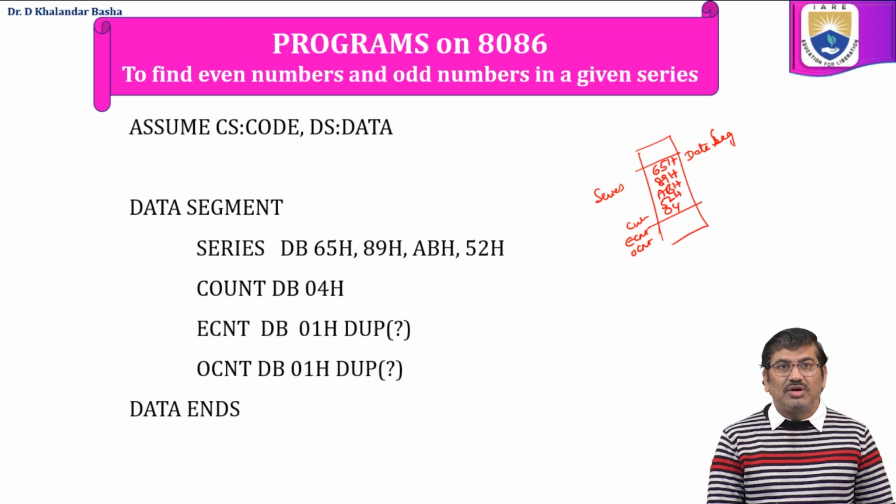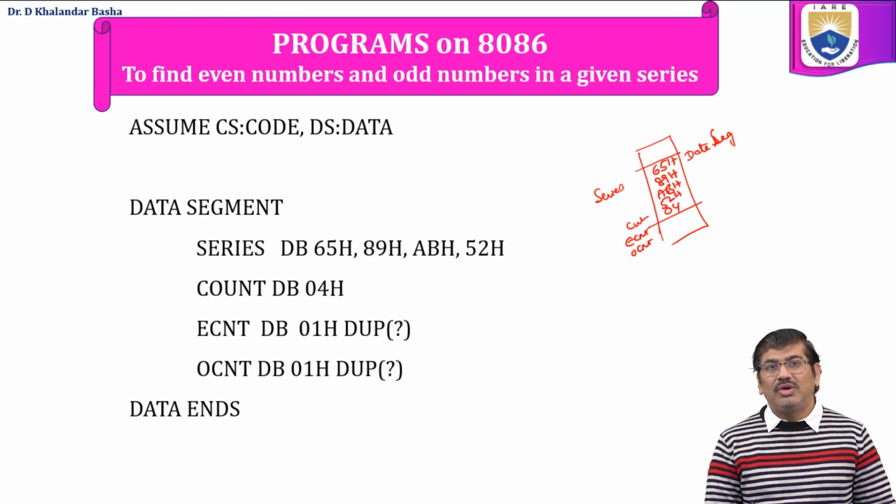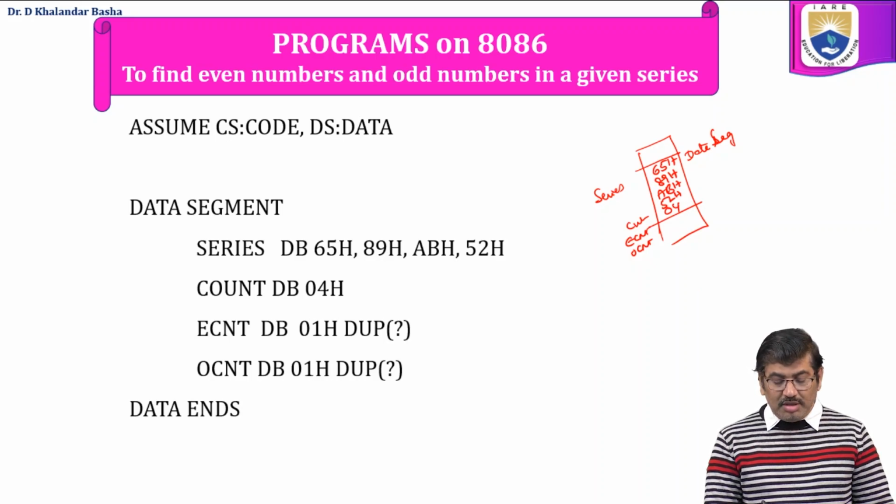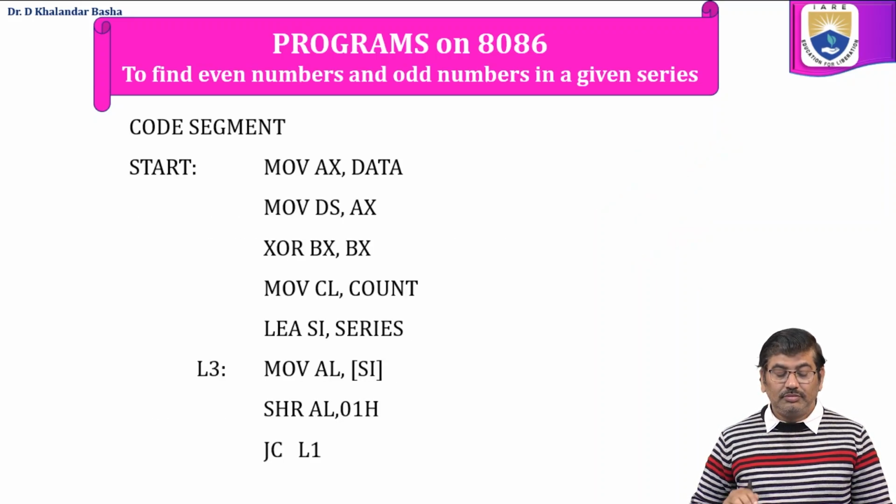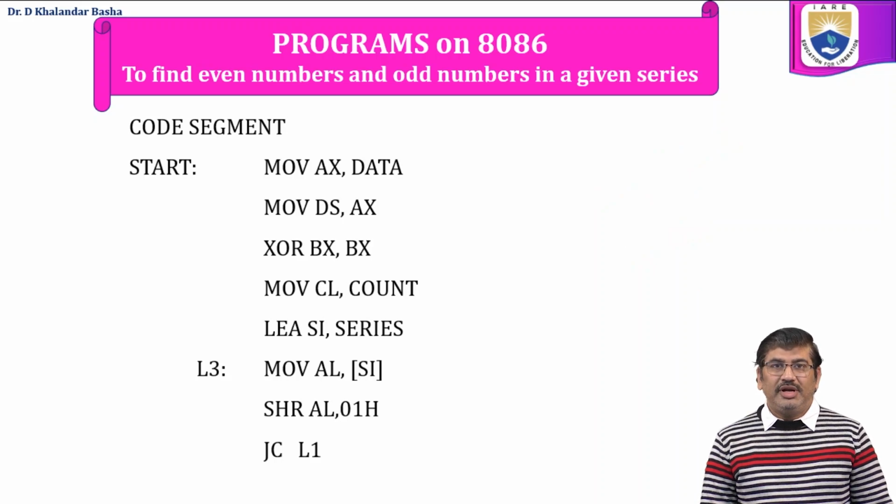Similarly for odd count, we will write the directive as odd count, DB, 01H DUP question mark. So these two are only for reserving the memory. No data will be stored in those places initially. Next, as we have ended the data segment, we will write data ends. Next, in the code segment, start.